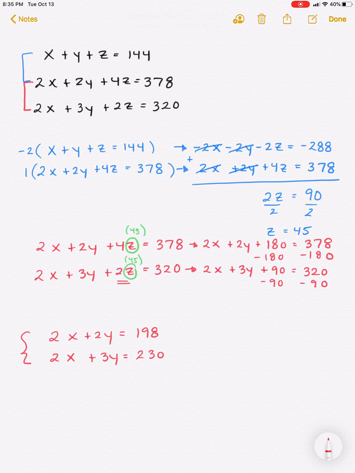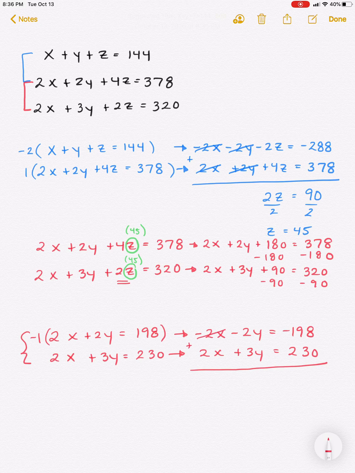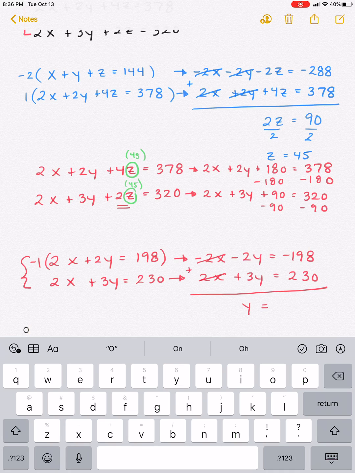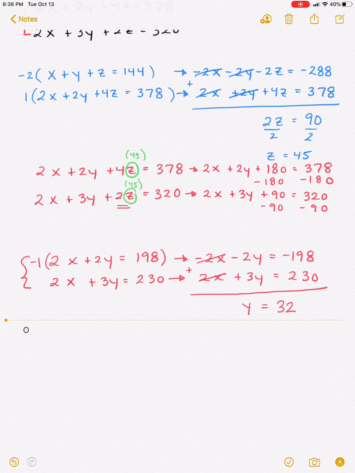You know what? This to me looks like a good elimination problem. Let's just take our top equation and multiply by -1. Negative 2x minus 2y equals negative 198. The second equation is going to stay the same. Add your equations together, x's eliminate, and it equals 1y equals negative 198 plus 230, and that's where we come up with y equals 32.